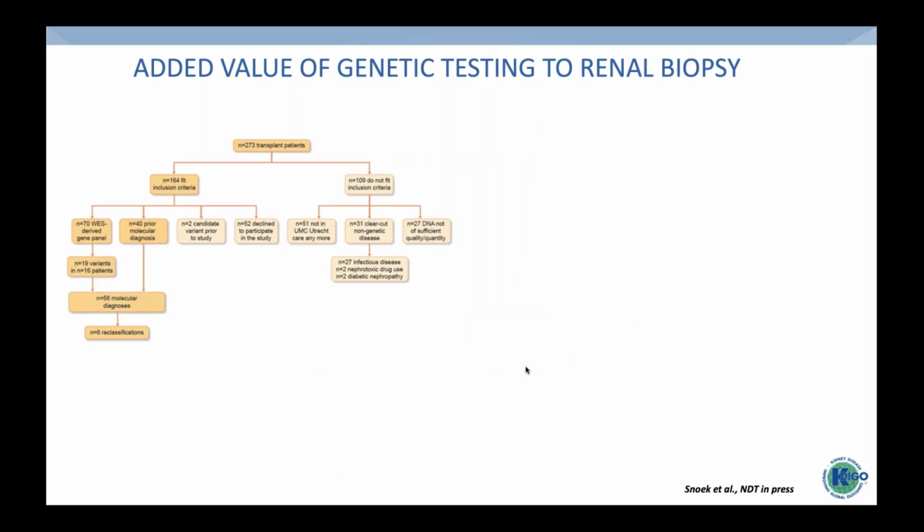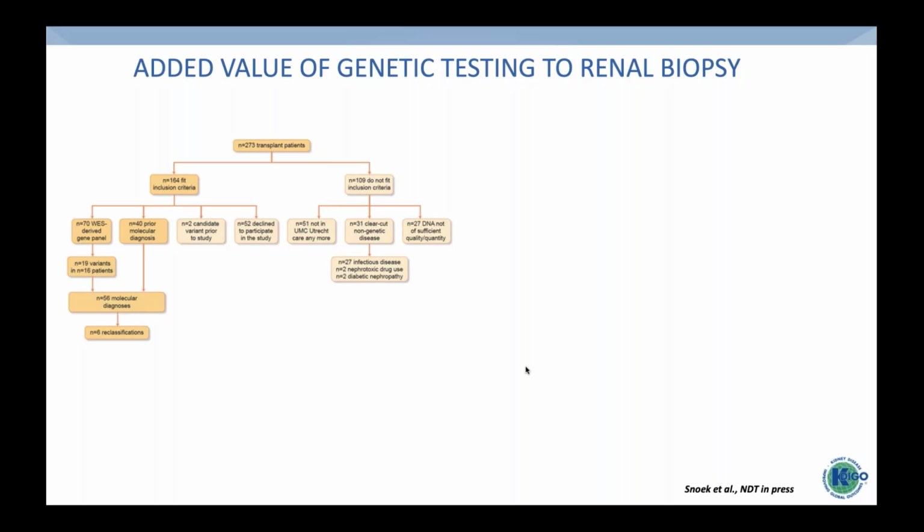So important also is what I mentioned before, the discussion between renal biopsy and genetic testing. And in a very recent study that we have performed, this study is in press in NDT. What we did is we actually looked at a large group, almost 300 transplant patients, who had their transplant before the age of 50. And we looked whether in these patients we could find a genetic cause of their end-stage renal disease.